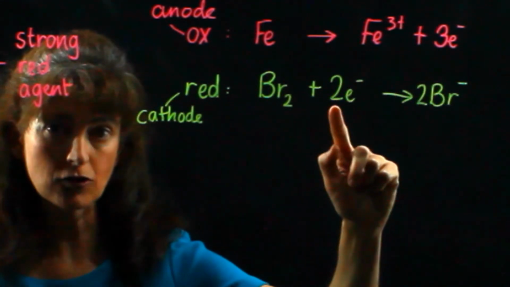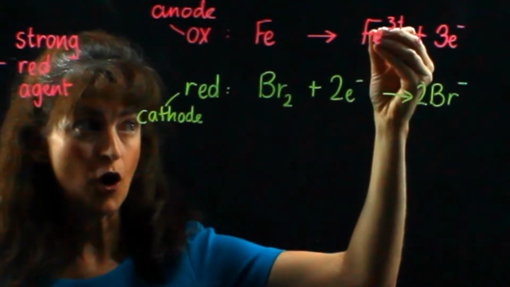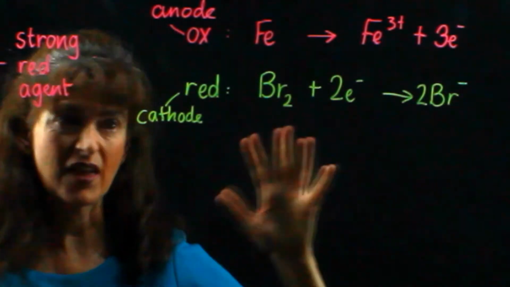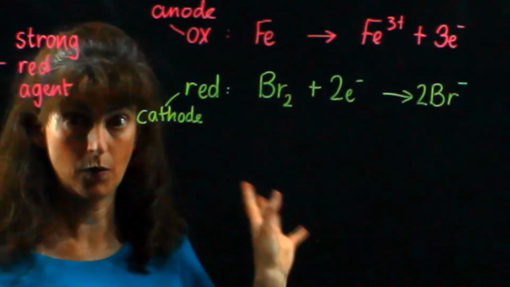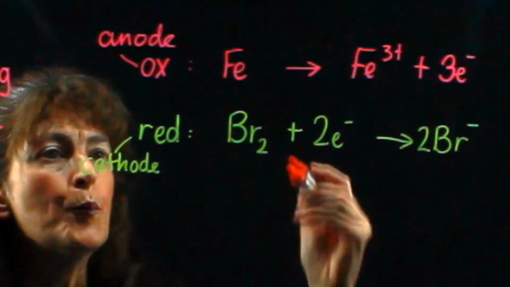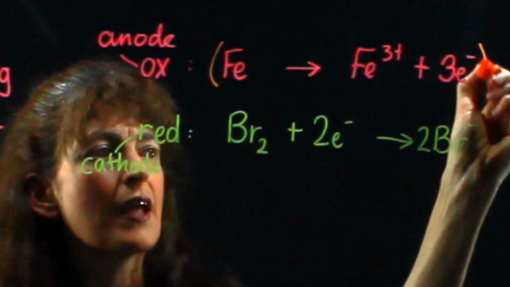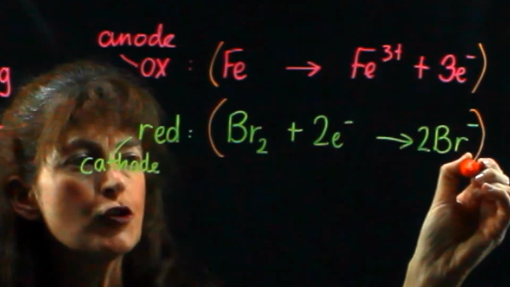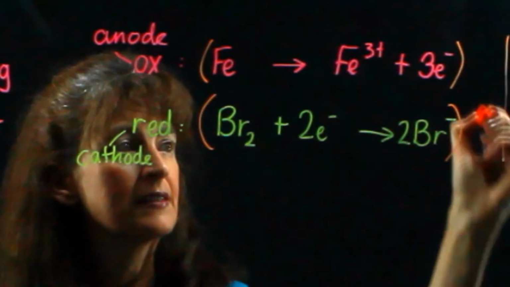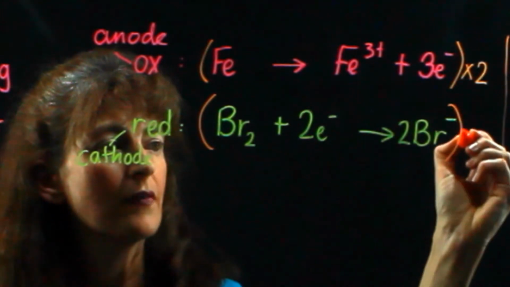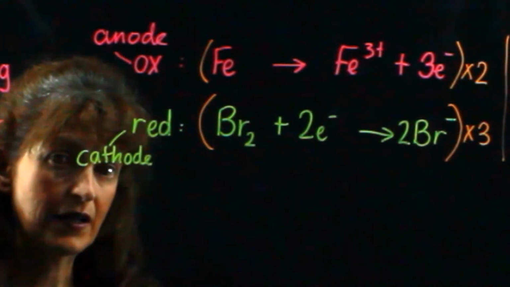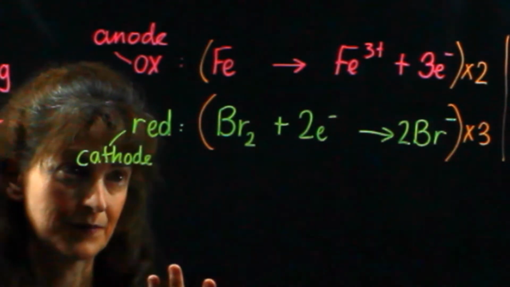Notice that our electrons are not balanced. There are more electrons given than taken in. And that's just not possible because what would happen to those electrons? We have to account for them. And so we need to multiply both of these reactions by something so that we balance the electrons. Can you see that we must multiply this top one by 2 and this one by 3, and then we have 6 electrons given for every 6 taken.